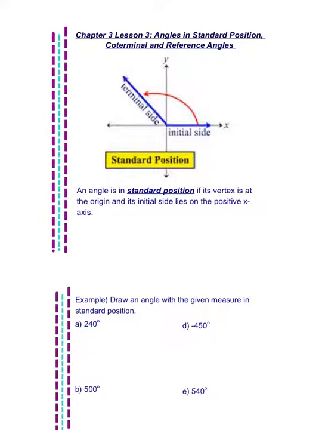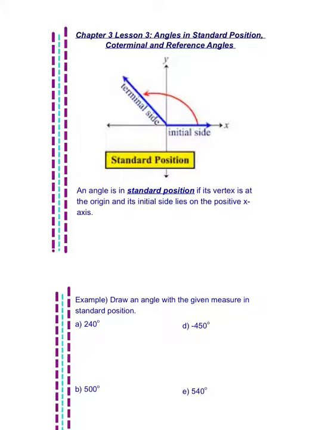Hey everyone, so today we're going to talk about angles in standard position, coterminal angles, and reference angles. Up to this point, we've really only dealt with right triangles and angles that are acute, meaning they're less than 90 degrees. But we know that there are definitely angles that are larger than 90 degrees, so we want to talk about those. So the first thing we're going to define is an angle that is in standard position.